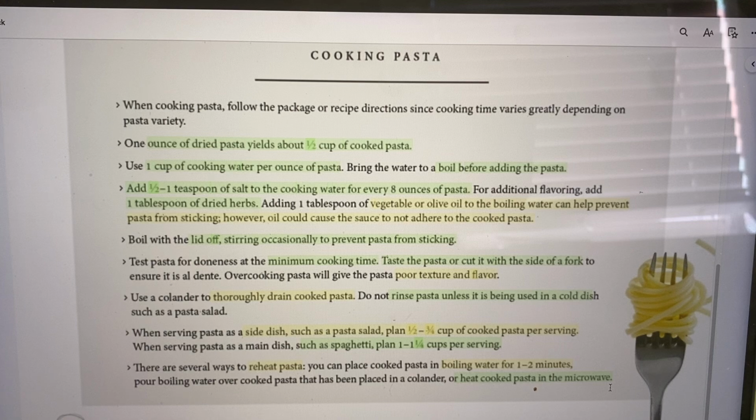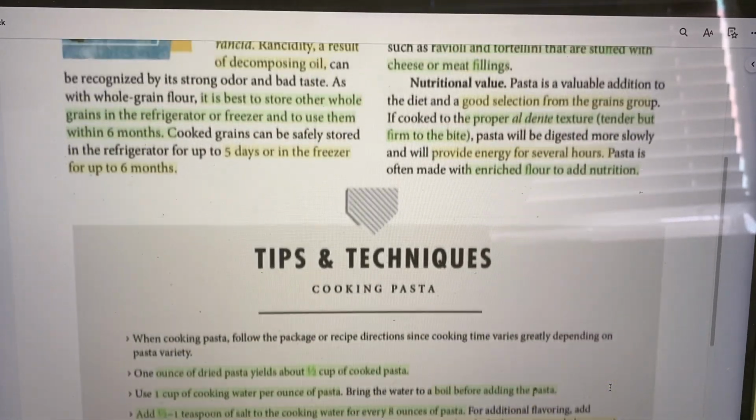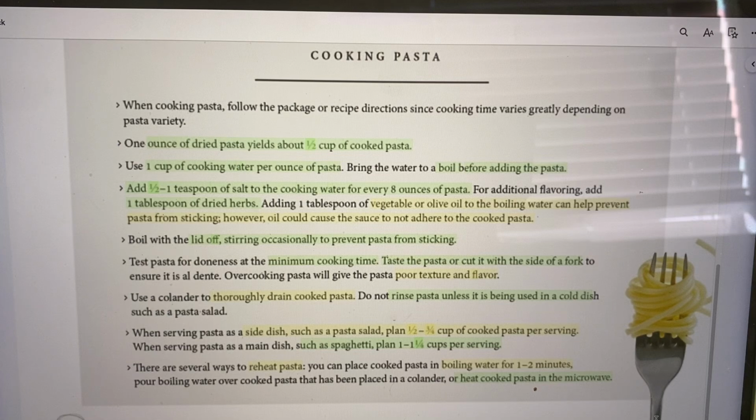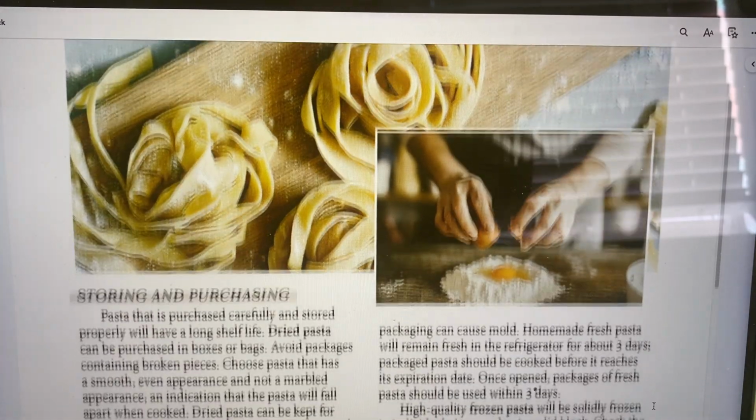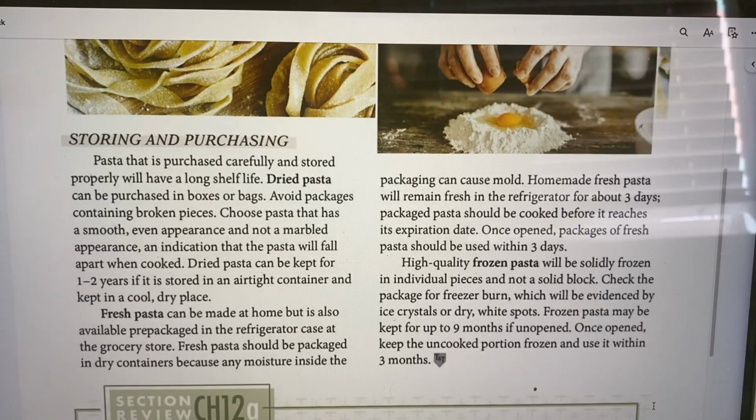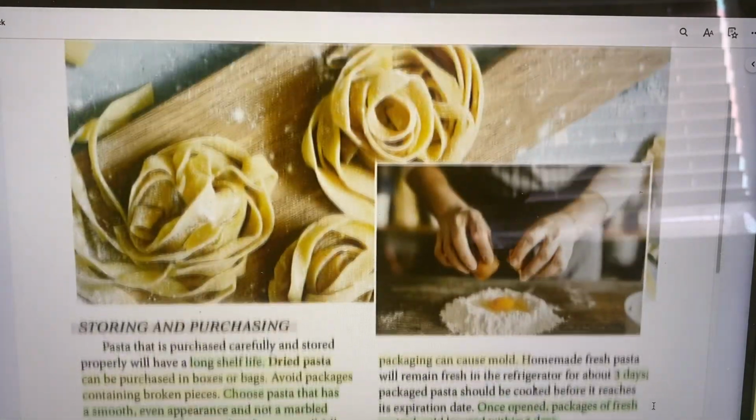So there's several ways to reheat pasta. You can put it in boiling water for 1 to 2 minutes just to reheat it, or you can pour boiling water over the pasta to reheat it, or you can just cook the pasta and reheat it in the microwave. So tips and techniques for cooking pasta. So let's go on to the last part here and we'll be done. Storing and purchasing pasta. So here are some pictures of pasta here.